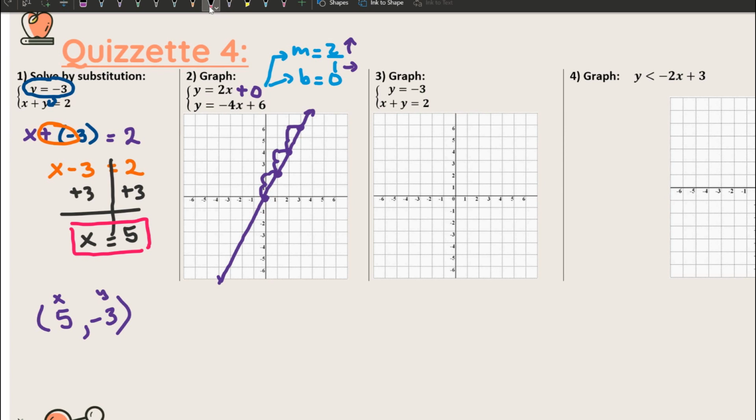Now, second equation. Y equals negative 4x plus 6. So slope is negative 4 and y-intercept is 6. So this is negative 4 over 1. We begin at 6, down 4 over 1. 1, 2, 3, 4 over 1. Here we go. So the line will look like this.